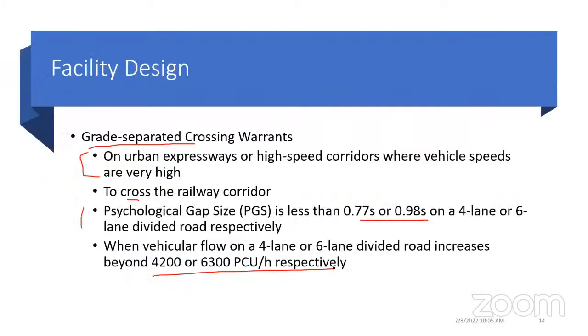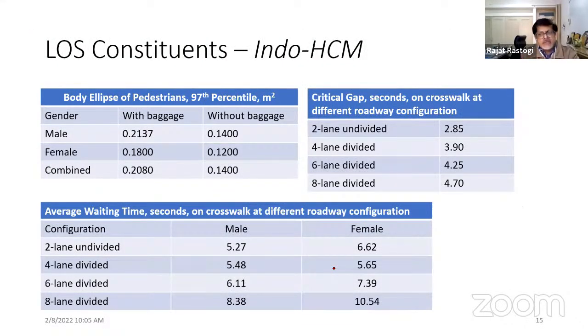When we look at the grade separated facility, crossing warrants, walking speeds and all those things, the final culmination is in terms of LOS. And that's where the LOS in IndoHCM is talked about in terms of different things. The very first thing it comes up with is the size of a body ellipse. If you remember, we used to work with the MUTCD or with the work of Fruin. Now we have our own guidelines in this direction, where it says that if you are going without baggage, you can have a body ellipse as small as 0.14 meter square. But with baggage, it says 0.208.